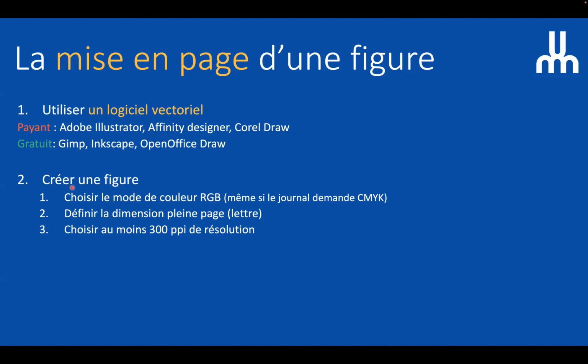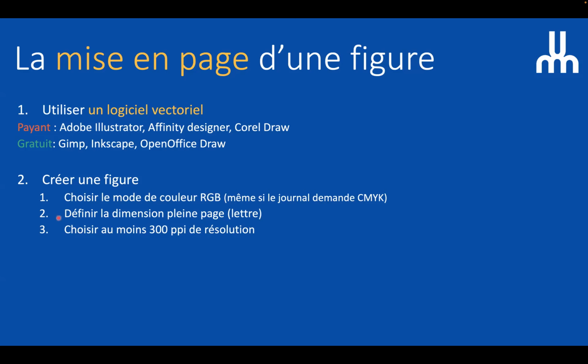Then you're going to create a figure. When you do that, you have to choose a color mode. Typically, images that are going to be displayed on the screen have to be RGB. The ones that are going to be printed will be CMYK, for cyan, magenta, yellow, and black. This is what printers are using. But today, I don't see anyone printing articles anymore. So even if the journal asks you to send it in CMYK mode, don't listen to them. Just send it in RGB, and there is a conversion palette that can be used.